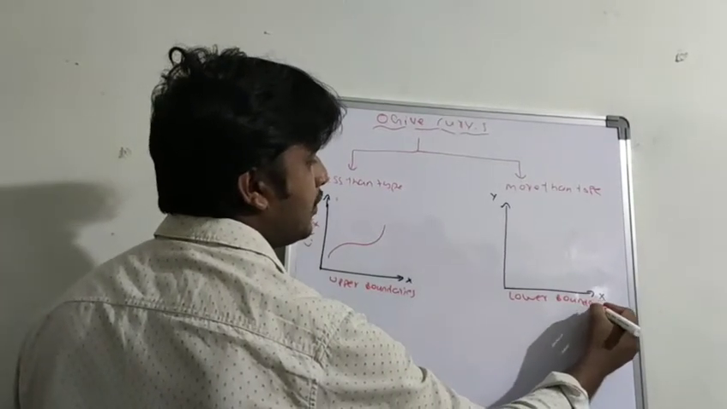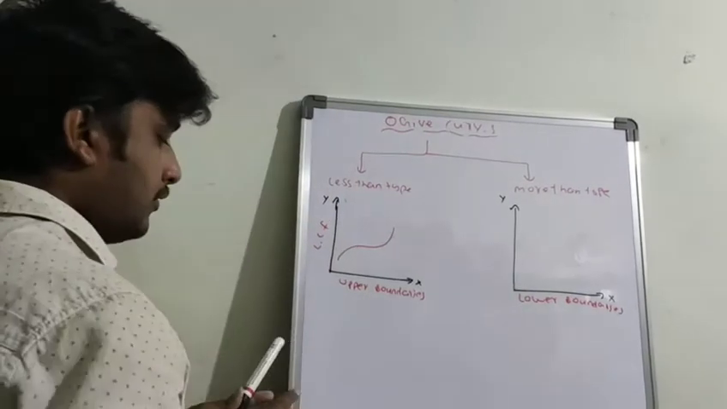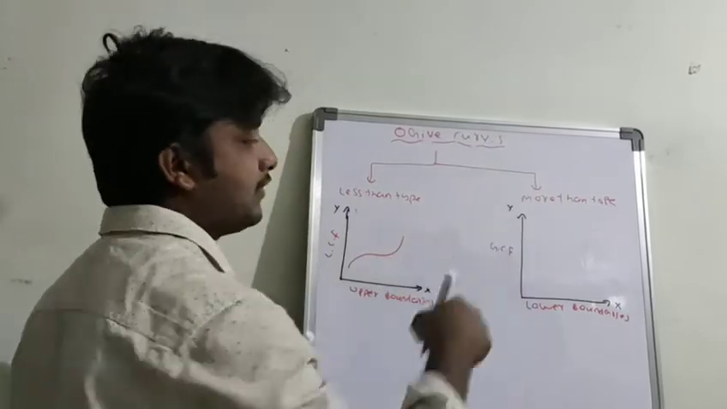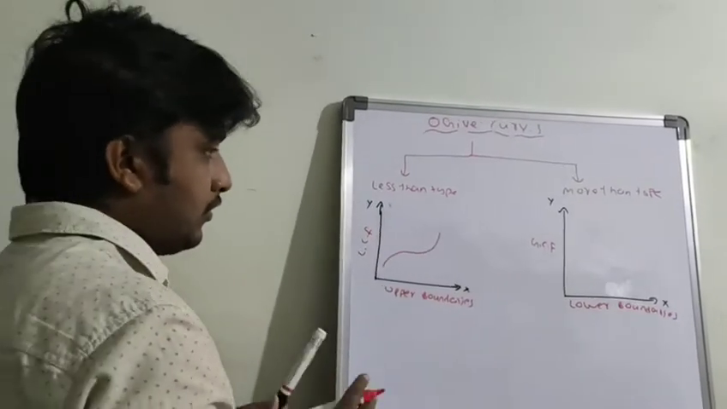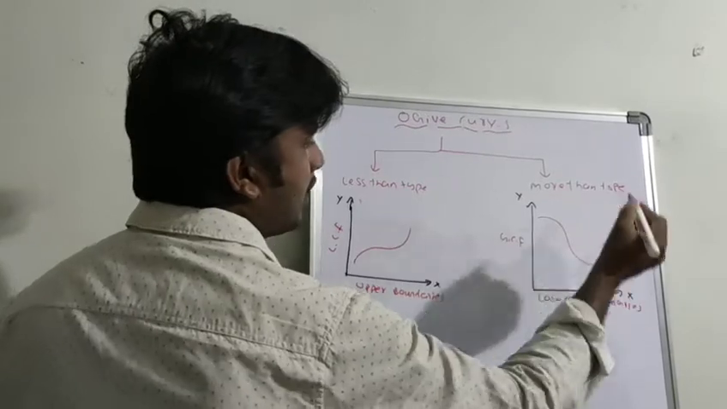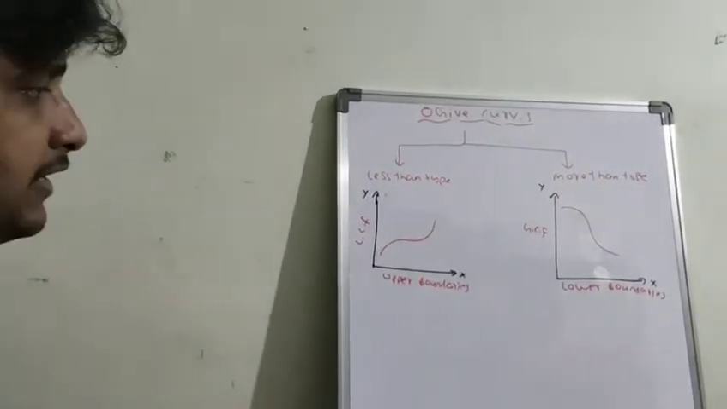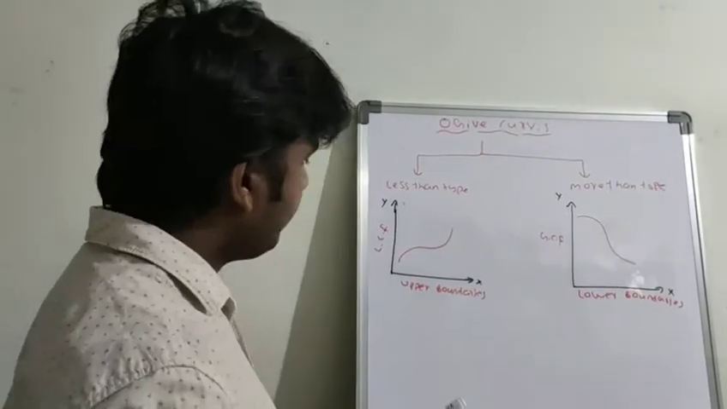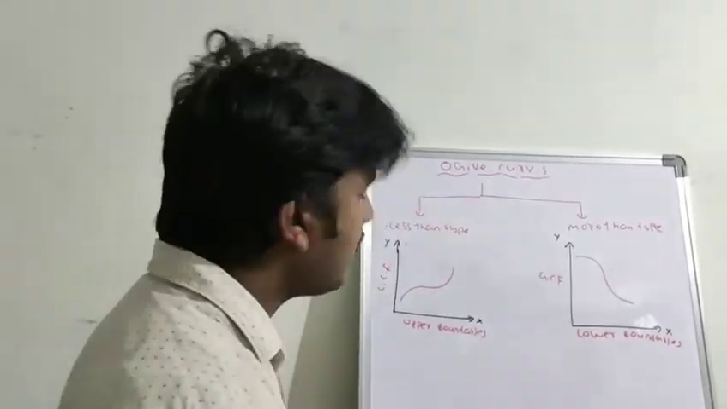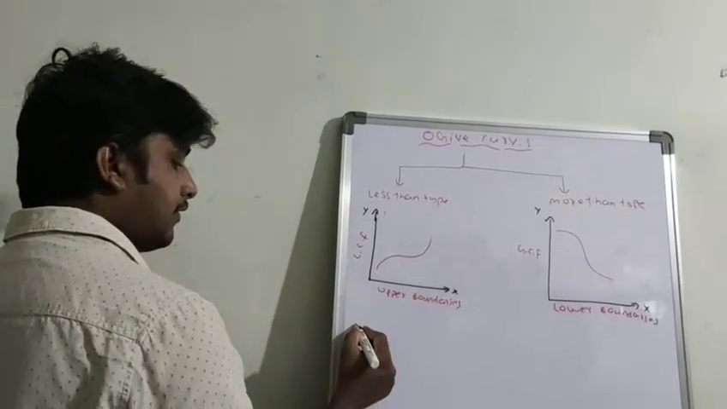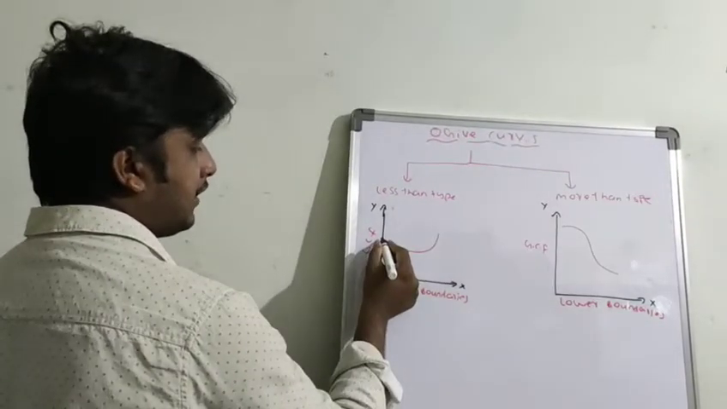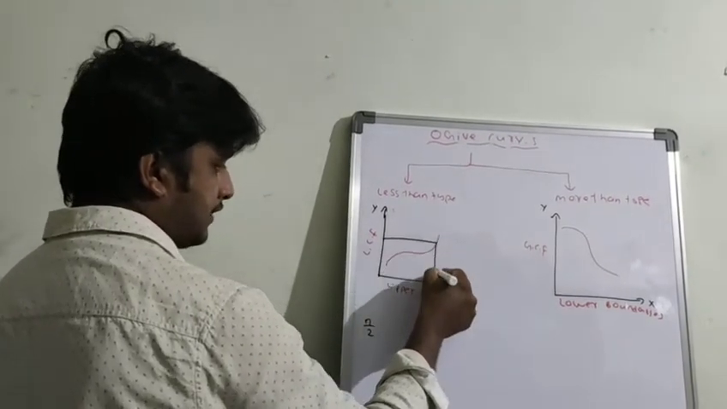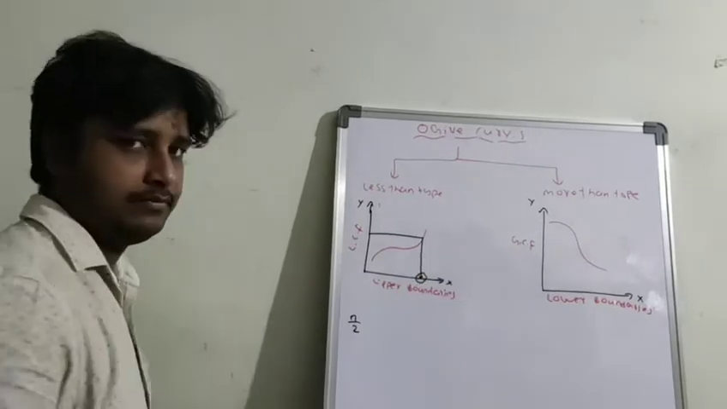Lower boundaries you have to take on the x-axis, and on the y-axis the greater than cumulative frequency you have to take. So it's like a waterfall shaped figure you will get for the cumulative frequency. So how to find out the median from these curves? For example, the n/2 value you have to take from the y-axis and draw a line, and where it cuts the x-axis, that is the median.